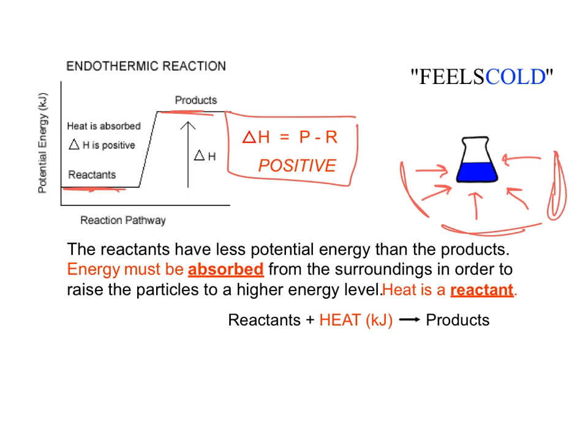So in order for these reactions to happen, they have to absorb heat energy. Therefore, you're going to see heat written as a reactant. So if you look at a chemical reaction and you've got some kilojoules of heat energy on the left-hand side, as a reactant, that means that heat has to be absorbed in order for that reaction to happen. That tells you it's endothermic. It has to absorb that energy.